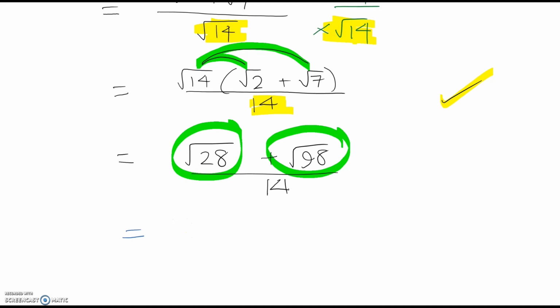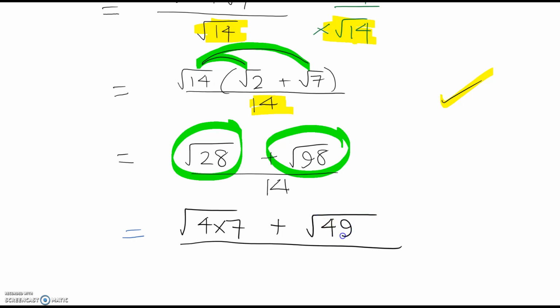So 4 times 7. Now what am I going to do with the 98? The 98 is 49 times 2. And 49 times 2 is great because 49 is a perfect square. So let's keep going.